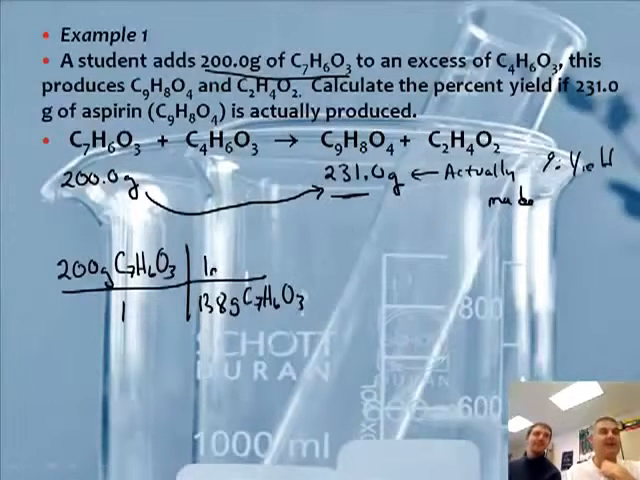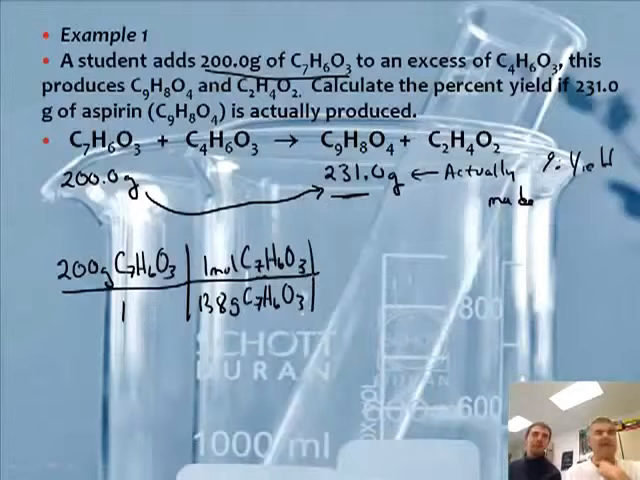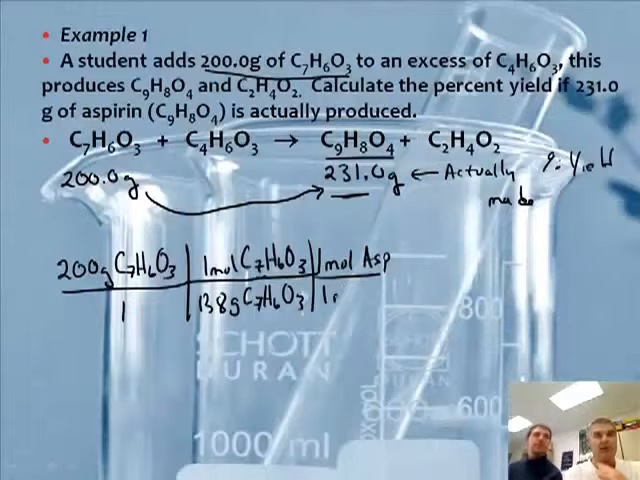Okay, 1 mole of C7H6O3. Write the thing out, people, no naked numbers. Then I'm going to do the mole-to-mole ratio. This is an easy mole-to-mole ratio. It's all 1 to 1. So 1 mole of aspirin, I'm going to call it ASP, that's the C9H8O4, to 1 mole of C7H6O3.